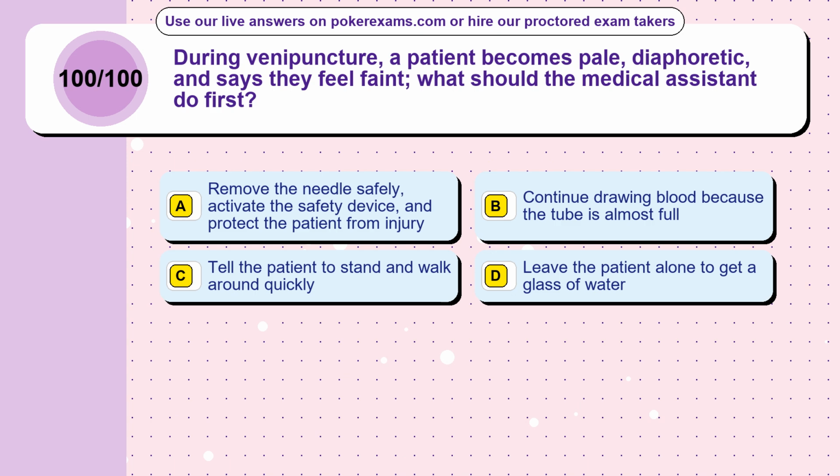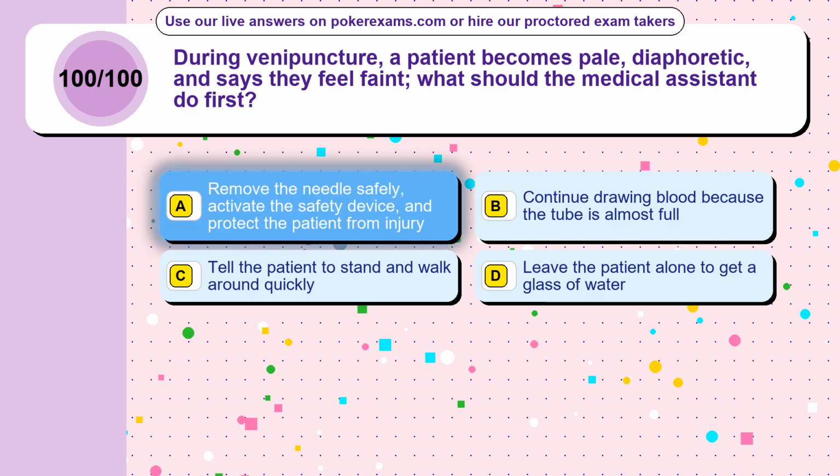Question 100. During venipuncture, a patient becomes pale, diaphoretic, and says they feel faint. What should the medical assistant do first? Option A. Remove the needle safely, activate the safety device, and protect the patient from injury. Option B. Continue drawing blood because the tube is almost full. Option C. Tell the patient to stand and walk around quickly. Option D. Leave the patient alone to get a glass of water.